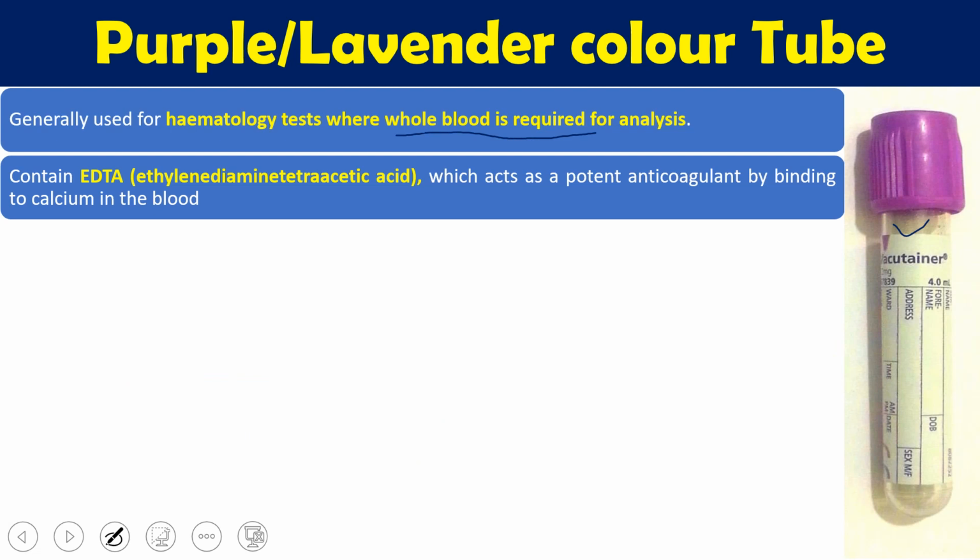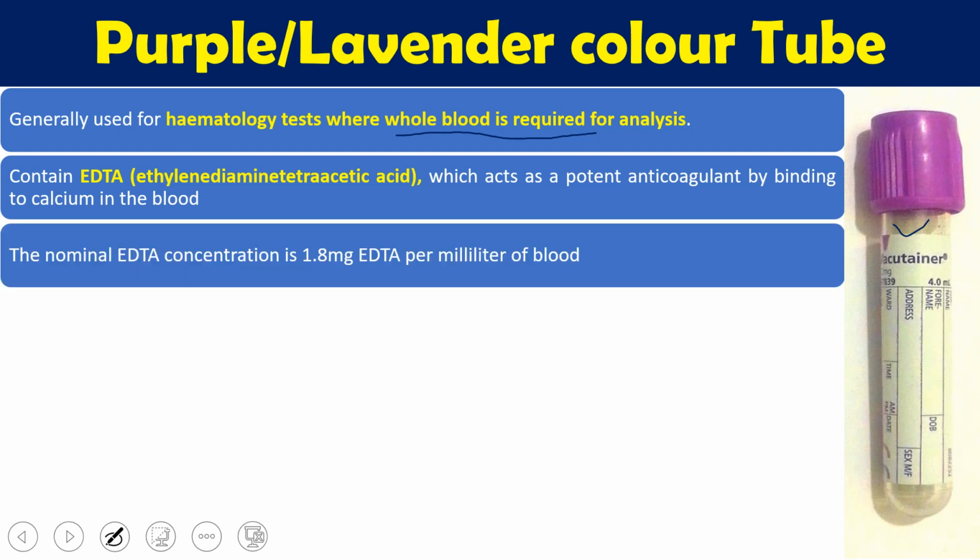This EDTA normally binds with the calcium ion, and calcium is one of the important factors in the blood clotting process. So calcium is required for blood clotting. If calcium is available, blood clotting will occur. But if EDTA binds with the calcium, calcium will not be available for blood clotting purposes. And when calcium is not available for blood clotting, blood will not clot. So that is the mechanism of action of EDTA.